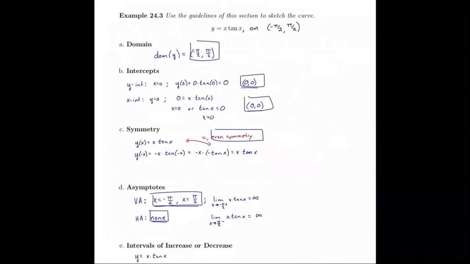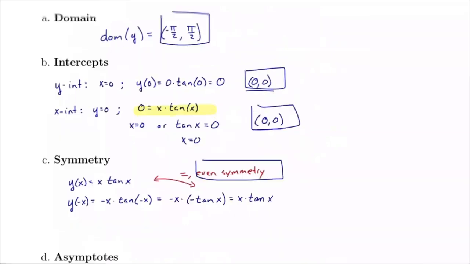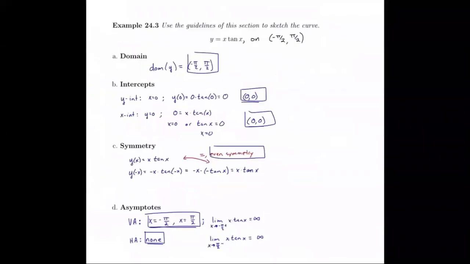So intercepts, the y-intercept, that's when x is 0. Well, that's y is going to be 0, right? When x is 0, we plug a 0 for x in, and we get 0 out for y. To find the x-intercepts, we plug in y equals 0, or we try to solve this equation. Well, this equation is 0 whenever x is 0, or whenever tangent of x is 0. Well, tangent of x is 0 when x is 0. There are other solutions to that, but none of those solutions are in this interval, so we don't have to deal with those.